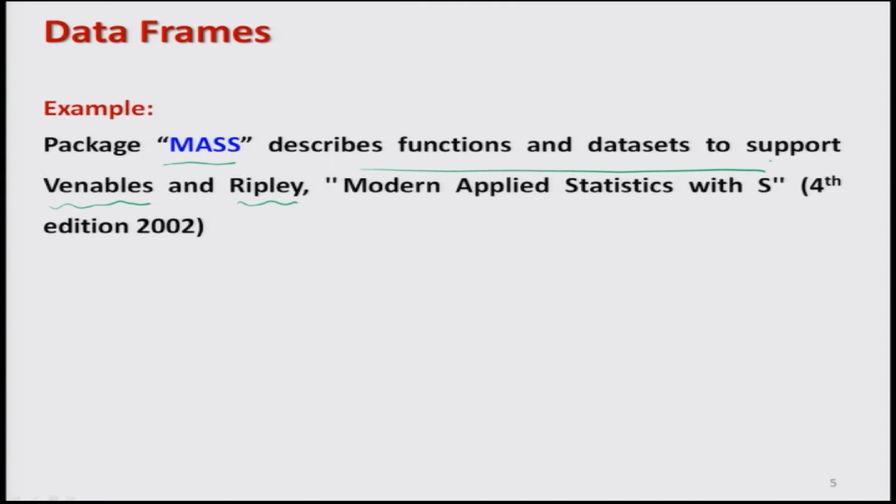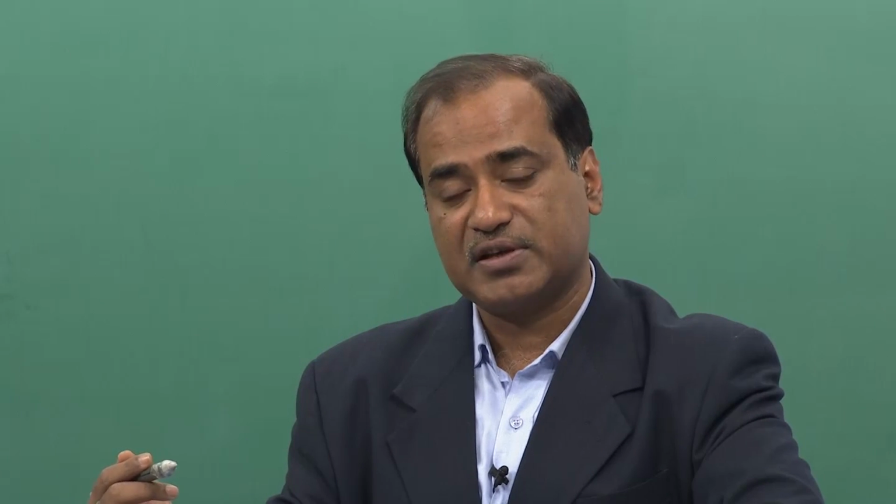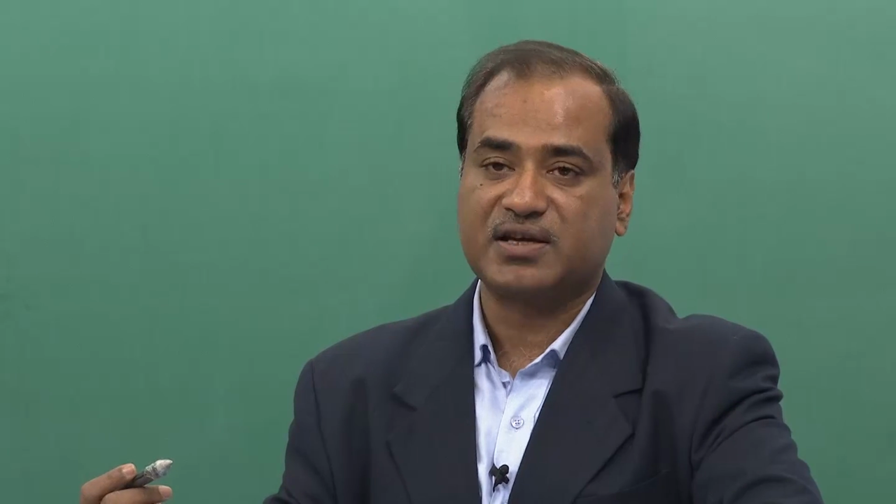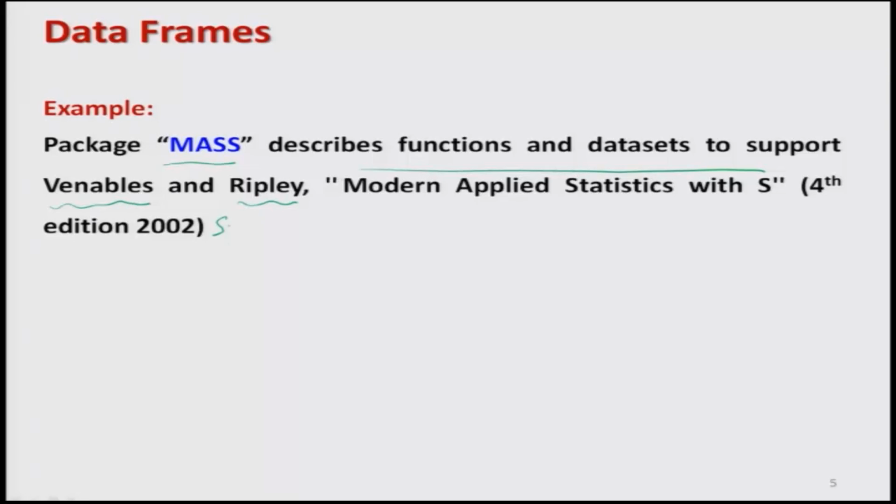You may recall that in the initial lecture when I introduced R, I had told you that R was basically developed on the lines of another language called the S language. And in order to explain the S language, Venables and Ripley wrote a book, Modern Applied Statistics with S, and its 4th edition was published by Springer. This was a quite popular book. So in R, we are also going to use the same data set that was provided with that book.